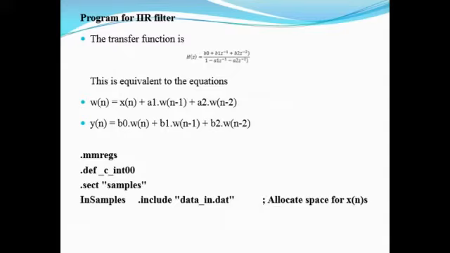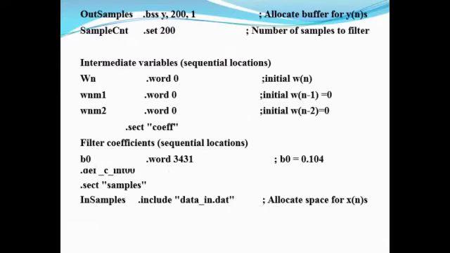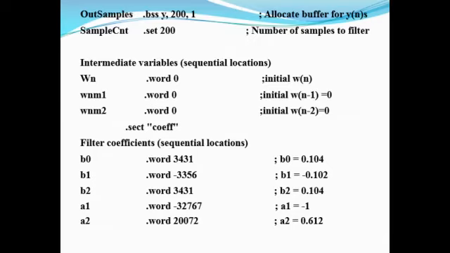So again we are going to initialize the memory map registers by mmregs. Then we are going to select the samples. This is just a label given for the samples, and we have input samples by allocating some space for x of n. Out samples, or output samples, is allocating a buffer for the output sequence y of n. So we have just allocated some value for the sequence y.